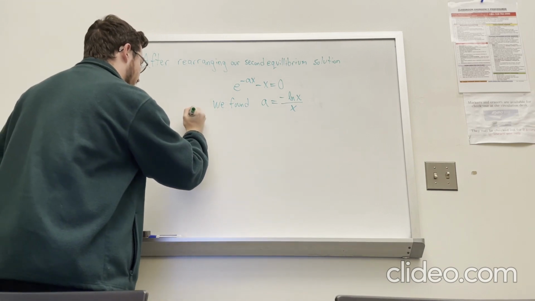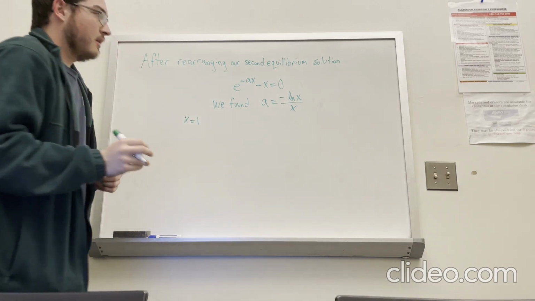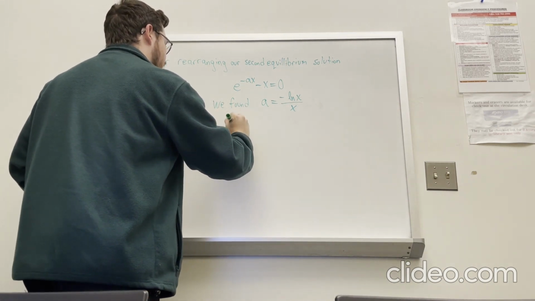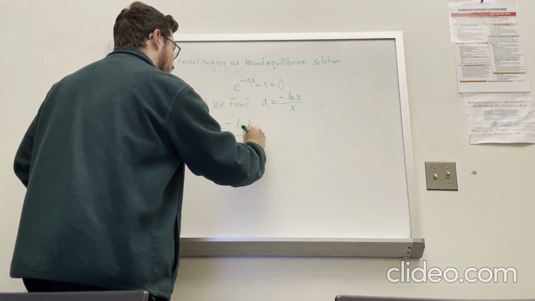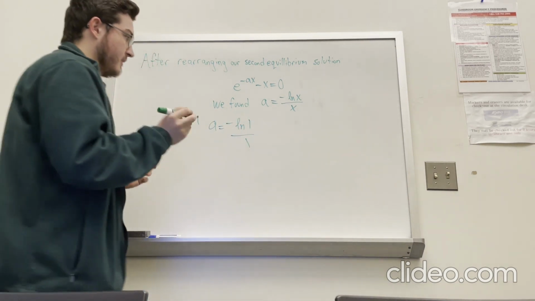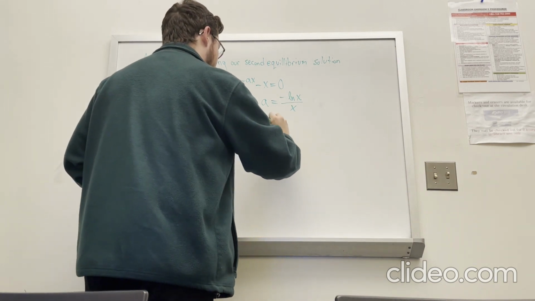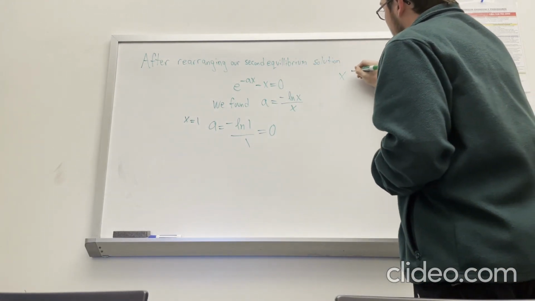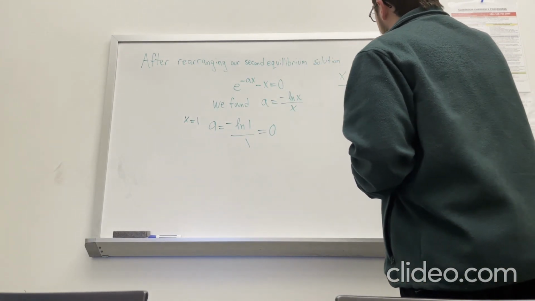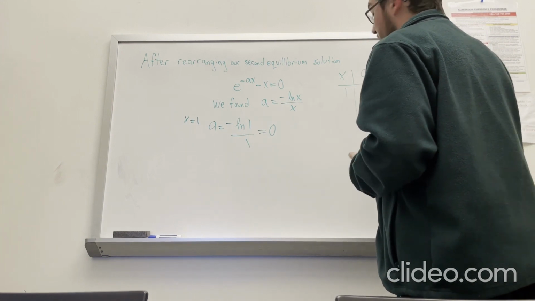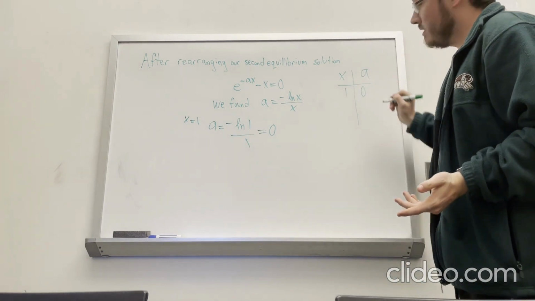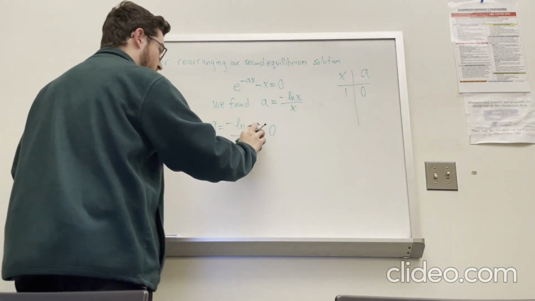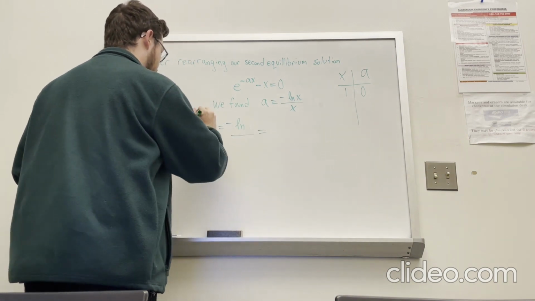So say that we have a value of x equal to 1. For x equal to 1, we get a is equal to the negative natural log of 1 divided by 1. Now this value is quite an easy one to solve for. It's just 0. So let's set up a table here, an x and an a table. For x equal to 1, we get a is 0. Now the next thing we can do is have x equal to 2.